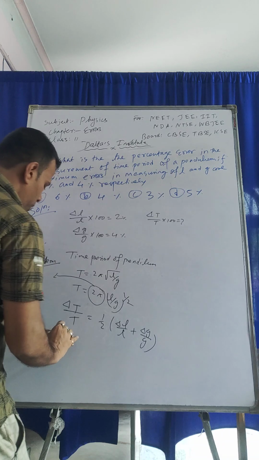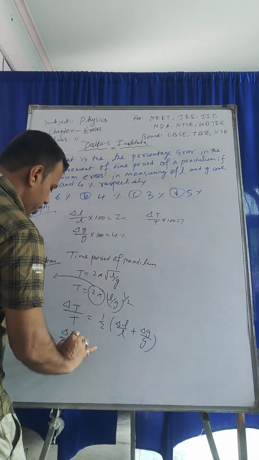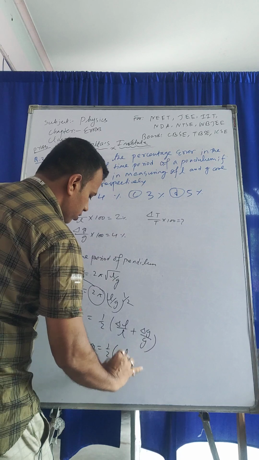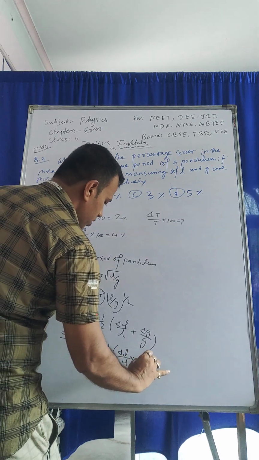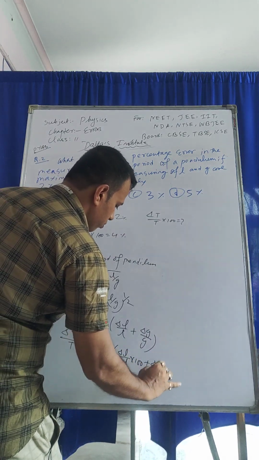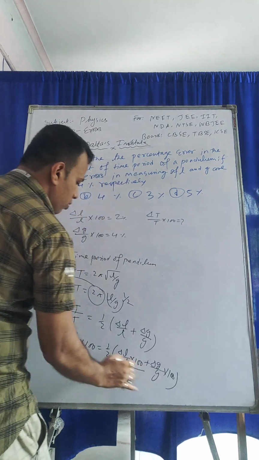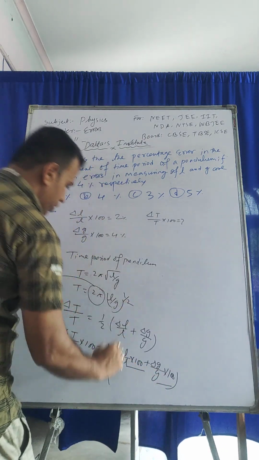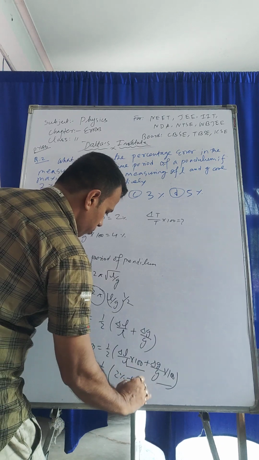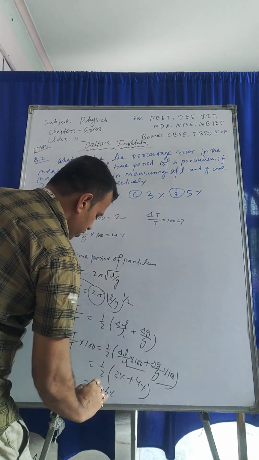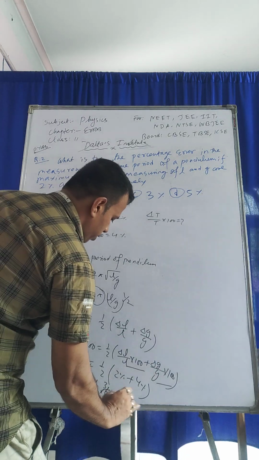plus del g by g. Now multiply this by 100 and you will get the percentage error of time period. This one is nothing but 2%, and this one is 4%. So 2% and 4% is 6%, and half of 6 is 3%. So 3% will be the answer.